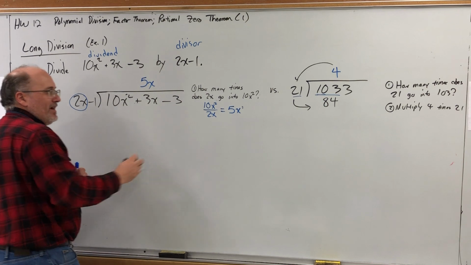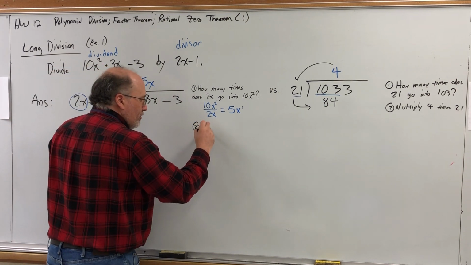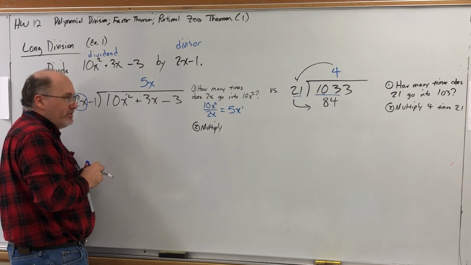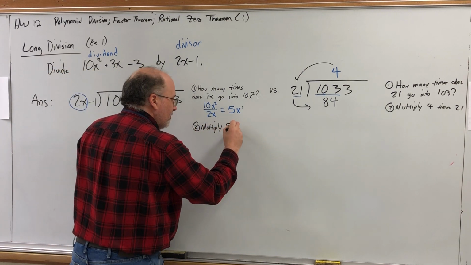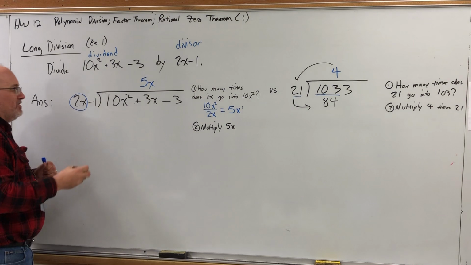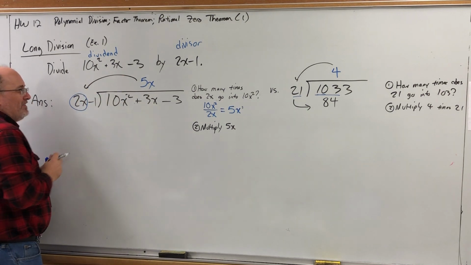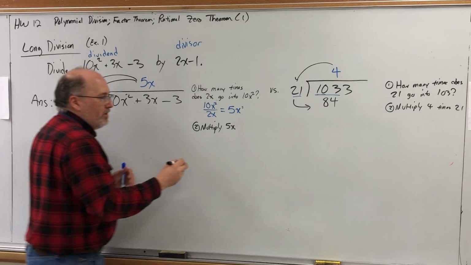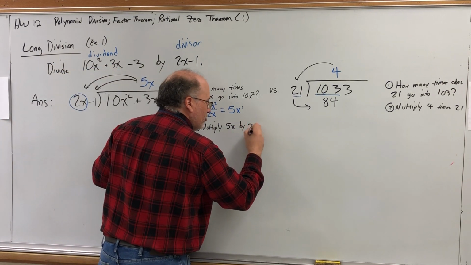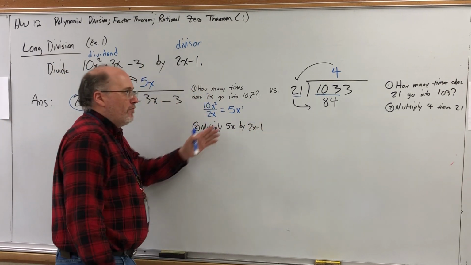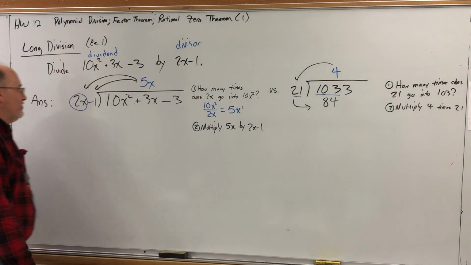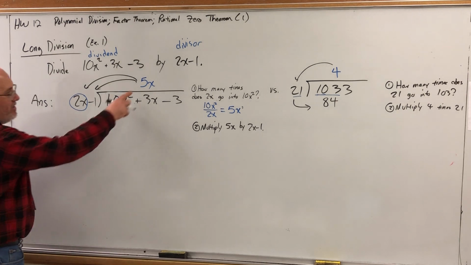Over here, you do the exact same move. You multiply the term you just wrote on the top, the quotient, which is 5x, times the divisor. But when you multiply it times the divisor, it's not just by the leading term, it's by all of it. So we're going to multiply 5x by 2x minus 1. And just like over here, we're going to write the product underneath the dividend. So this is just a little bit of distributive property.